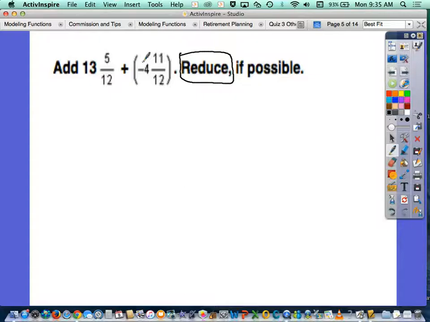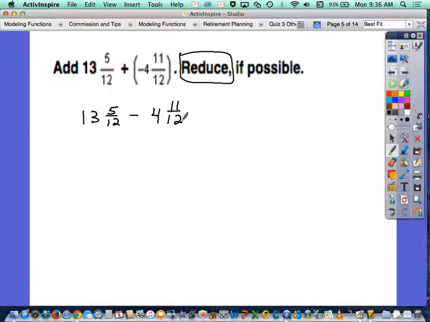You end up subtracting the absolute values of the distances, right? 13 and 5/12 minus 4 and 11/12. Now, in the fraction world, you move away from the integer world and you have to work in the fraction world. And here's what's so important when you work with mixed numbers. If you are adding or subtracting, you add or subtract the numerators first.